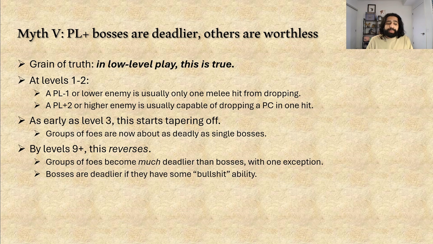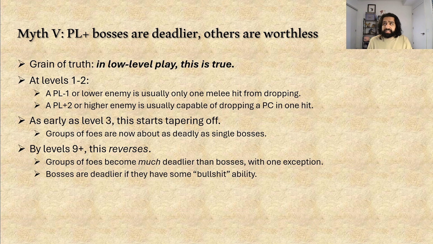Now, that one exception is that bosses tend to be deadlier if they have some kind of a bullshit ability. Something like the Grim Reaper's ability to just ask for a fortitude save or you die if it crits you, or say the way that dragons have a whole bunch of spells and breath weapons and abilities and movement speeds that kind of let them run as like several enemies worth of encounter budget all on their own. That sort of bullshit can still make a single boss compelling at these high levels.